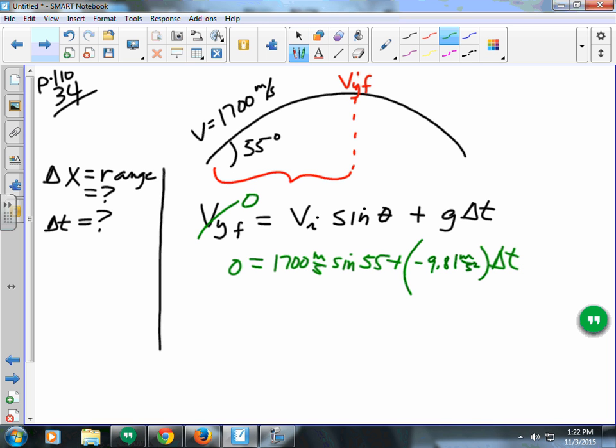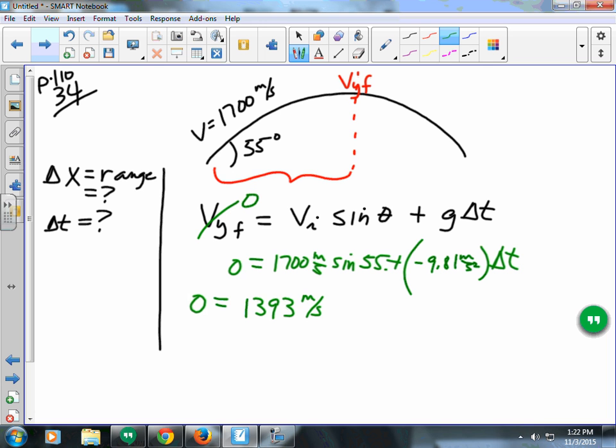Alright, so we get what? 0 equals, this term becomes 1392, 1393. We got 3 sig figs. Remember, I told y'all remember 3 sig figs. So if we call it 1393, that'll be an extra sig fig. And that's meters per second.